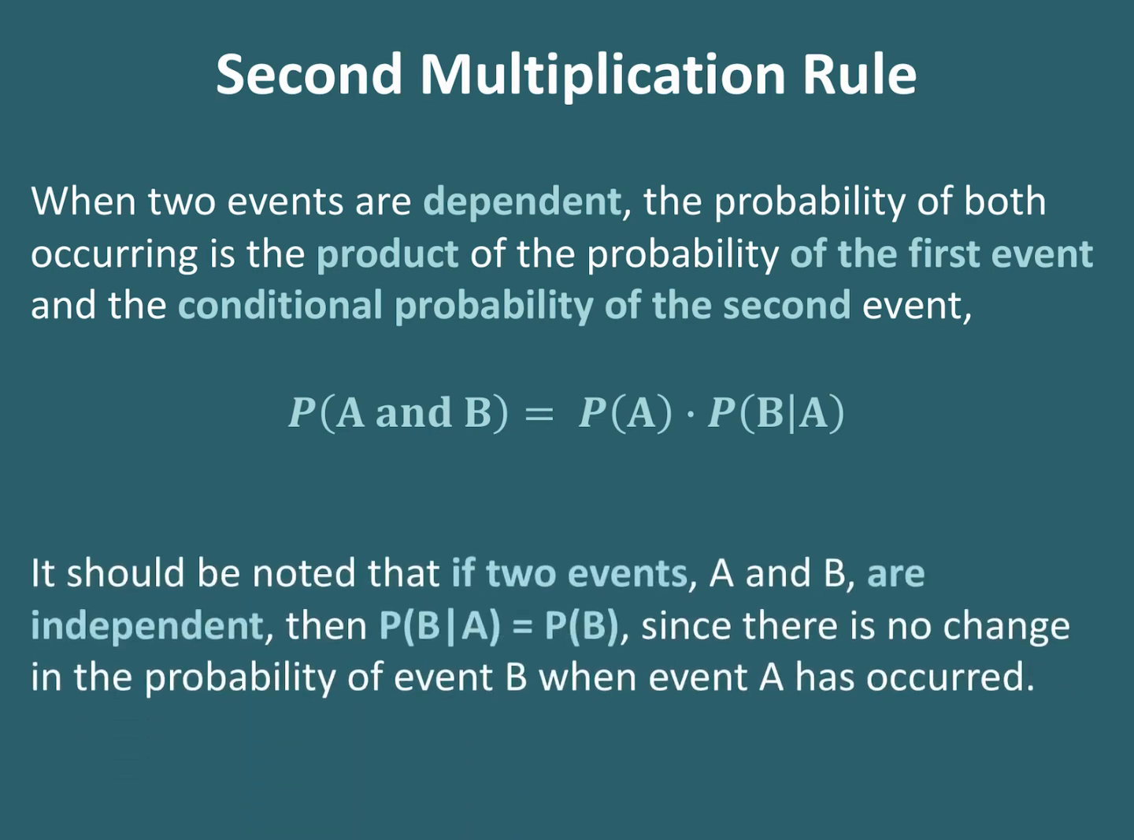It should be noted that if two events, A and B, are independent, then the probability of B, given that A has occurred, will just simply equal the probability of B, since there is no change in the probability of event B, even though event A has already occurred. Again, this can only happen, though, when the events are independent.